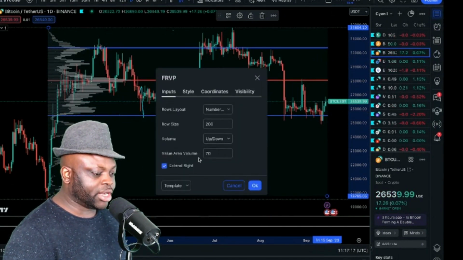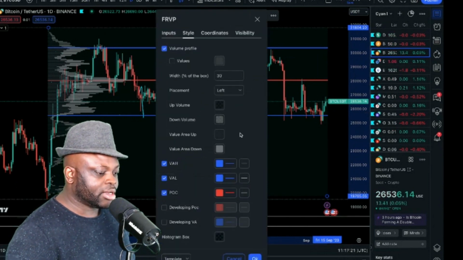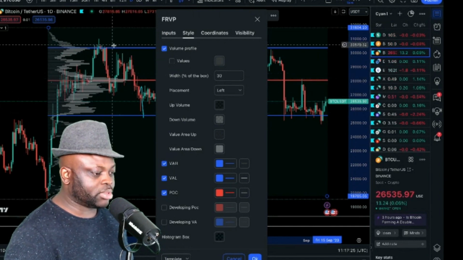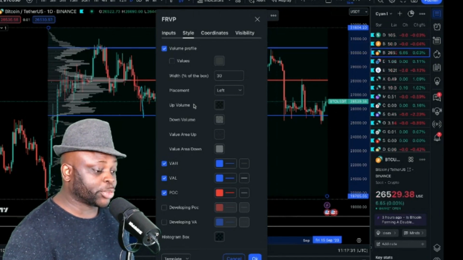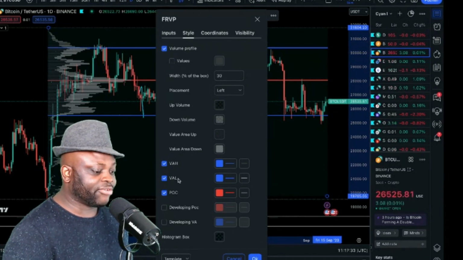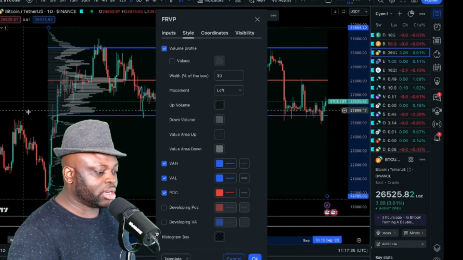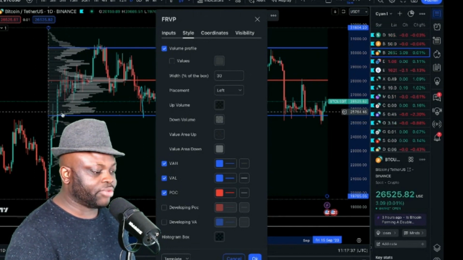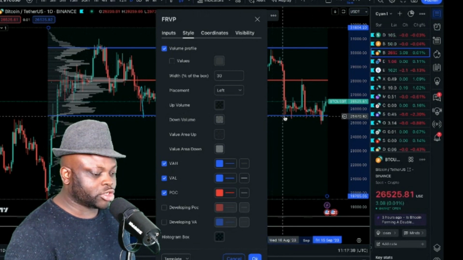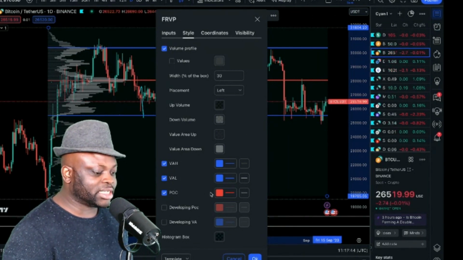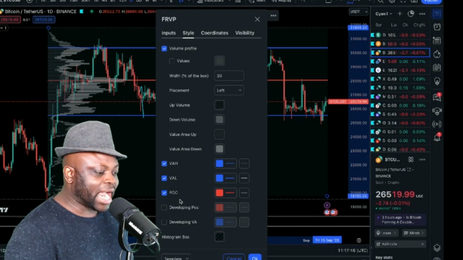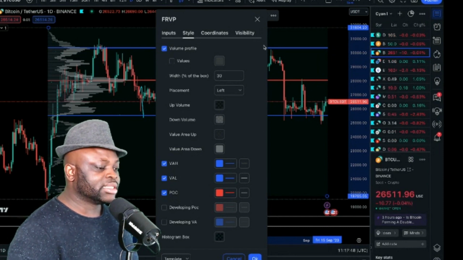And for the volume area, I leave it at 70. On the style, you can see the value area high. The top vertical line there is representing the resistance, sorry, and the value area low. The blue vertical line at the bottom represents the support, and the POC, which is the red line in the middle, represents the area of control.